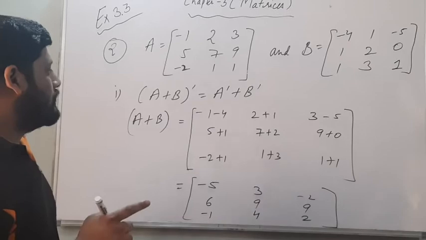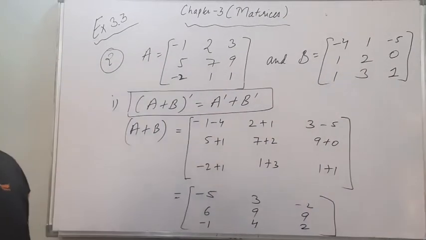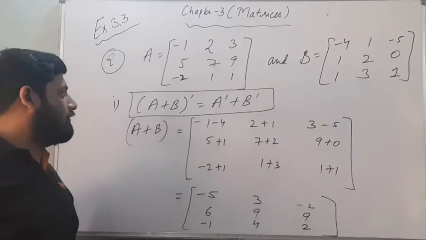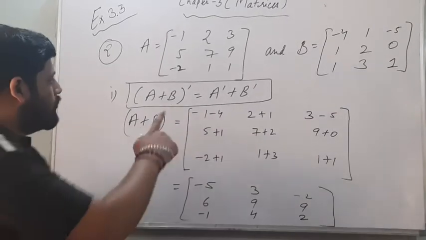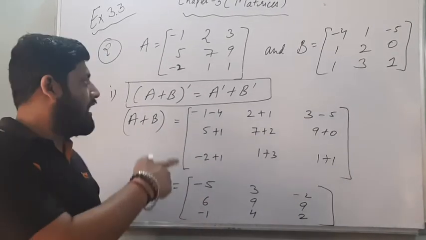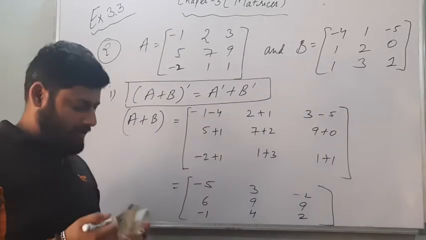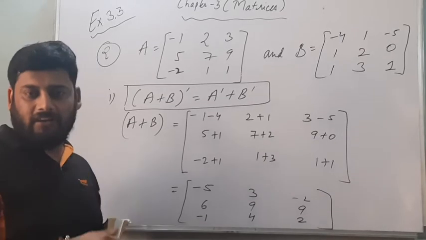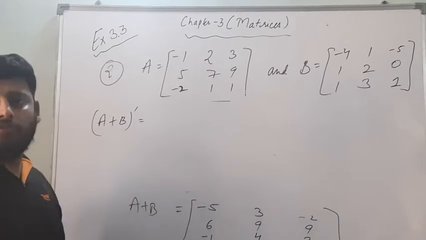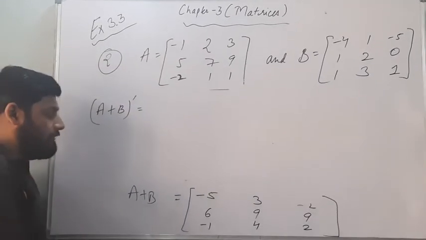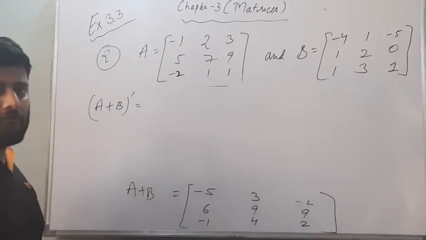So now, since we have to verify this statement, we have already found A plus B. Now we have to find the transpose of this matrix, and also the transpose of A and the transpose of B. So you can copy it down, and then we'll rub it and move to the further part of the question. So this we have already found, A plus B. Now we have to find the transpose of A plus B.